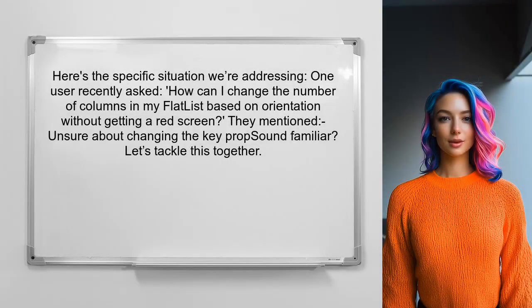Here's the specific situation we're addressing. One user recently asked, "How can I change the number of columns in my FlatList based on orientation without getting a red screen?" They mentioned that they were unsure about how to change the key prop correctly. Sound familiar? Let's tackle this together.